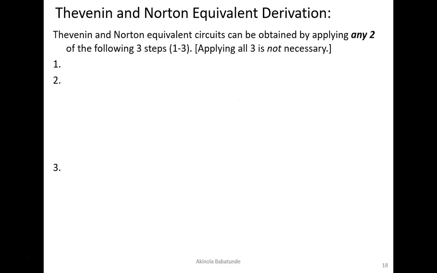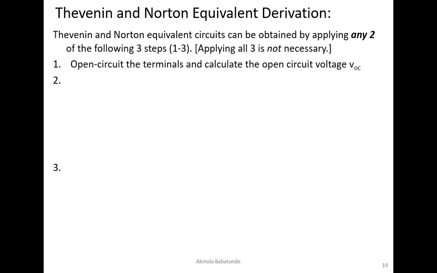So let's quickly look at what we have here. Thevenin and Norton equivalent circuits can be obtained by applying any two of the following three steps. Applying all the three steps is not necessary, but if you have the time and you want to, go ahead and apply all the three steps, the ball is in your court. However, applying just two of any of these three steps would be okay to deal with any Thevenin or Norton equivalent circuit that we have.